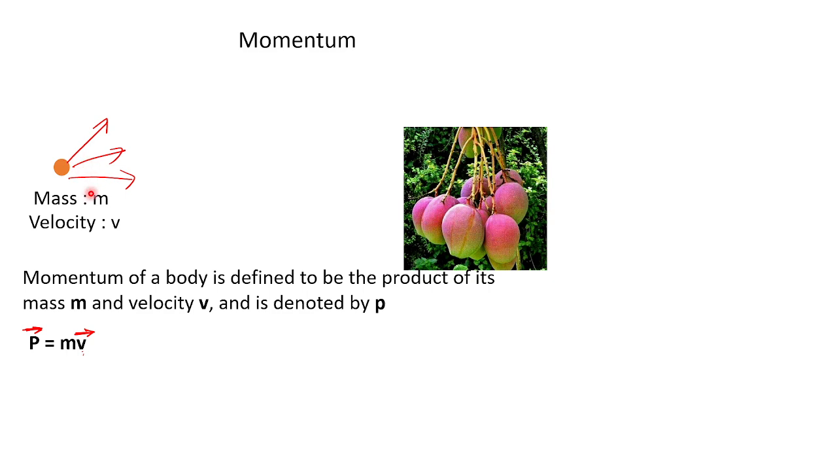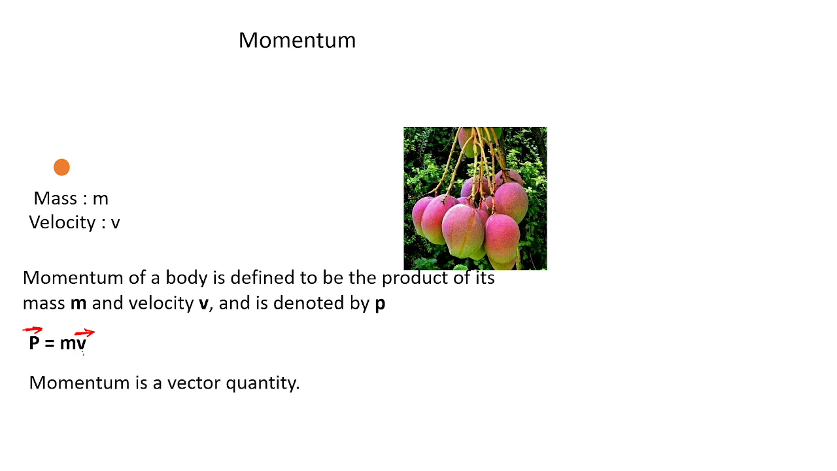Mass does not have any direction, but velocity has a direction. As a result, momentum also has direction. Both momentum and velocity are vector quantities. Since velocity has direction, momentum has direction. The direction of momentum is the same as that of velocity. It's very, very important. Understood? Trisha, Diya, understood? Yes, sir. Momentum is clear.